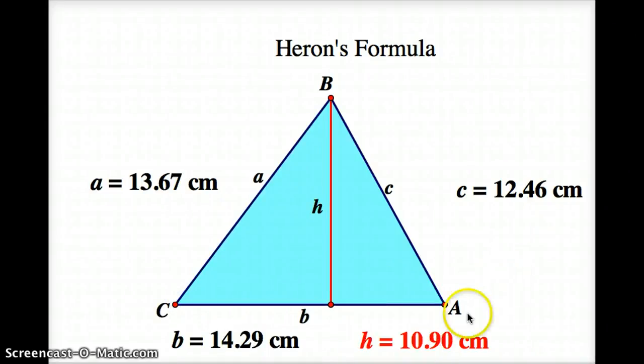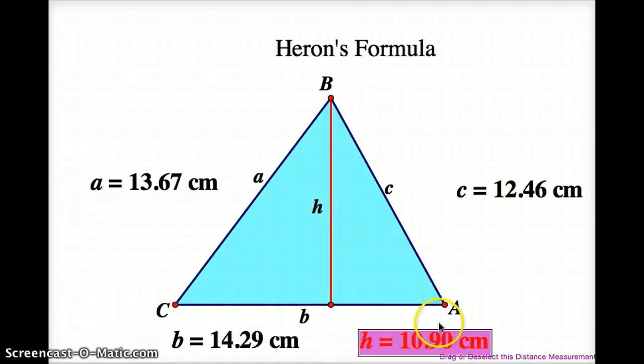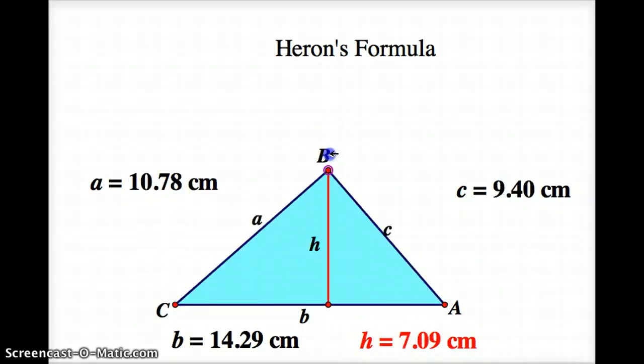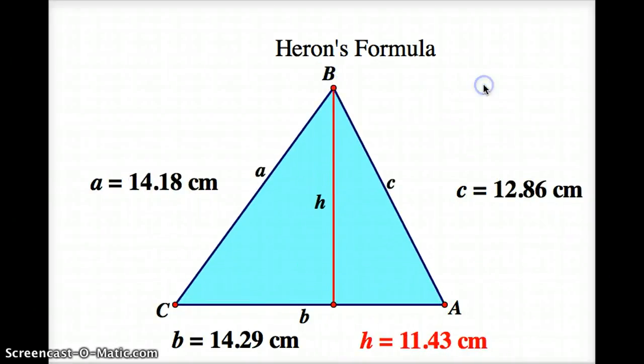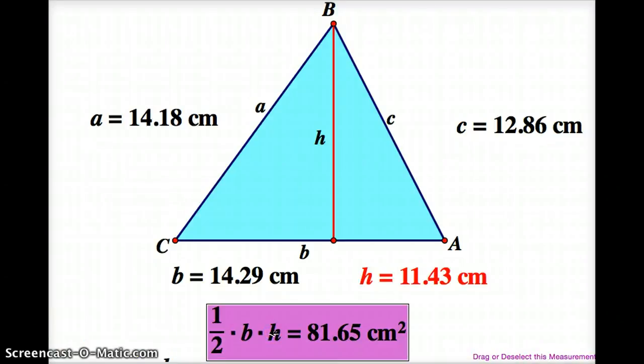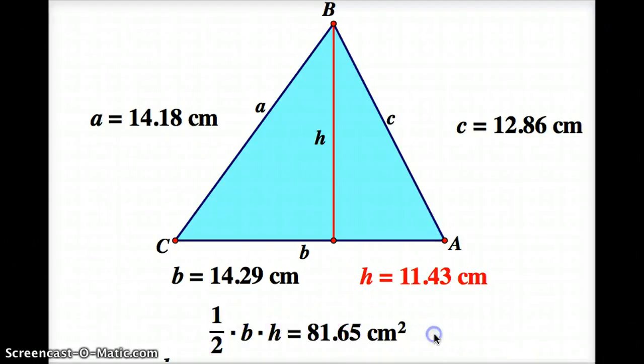And also in addition, we have the height of the triangle. I'm just going to demonstrate the height. We could get that really low. We can get that really high. All of these values are measured accurately. Now, I have a representation of the area of the triangle. We all know that the area is equal to 1/2 the base times the height. In this case, I have it calculated as 81.65.